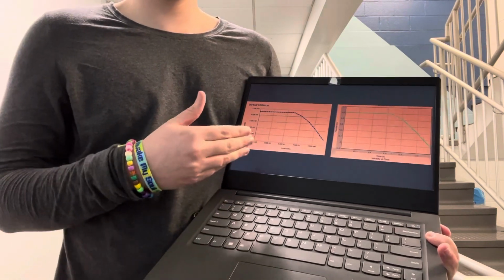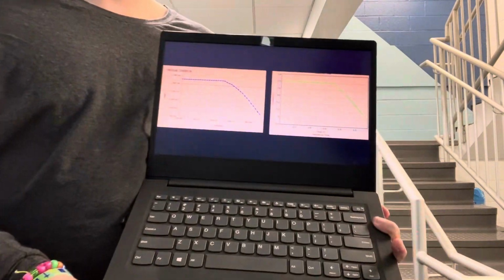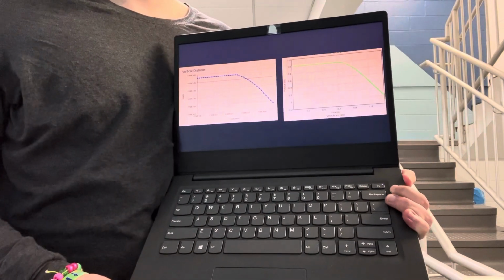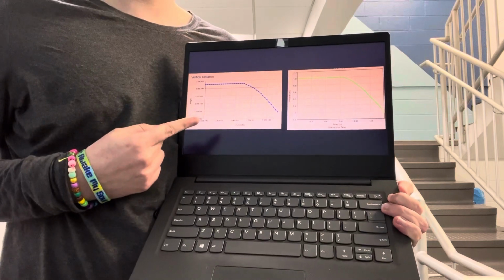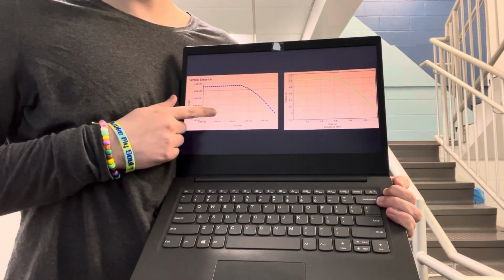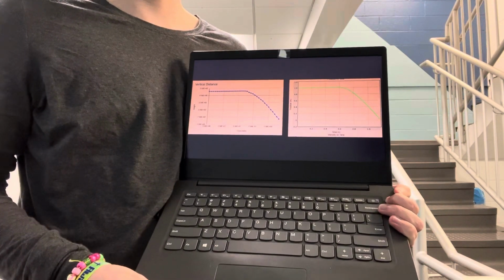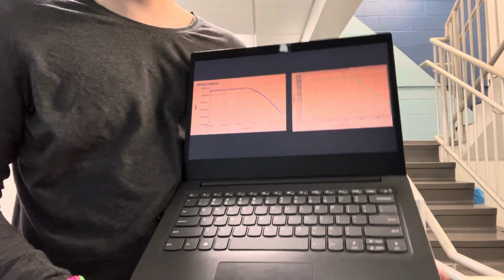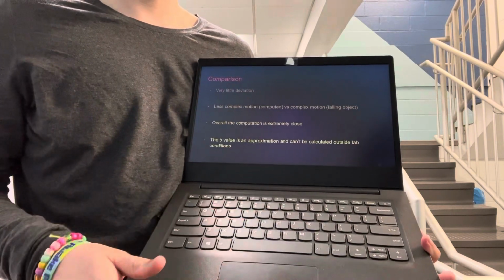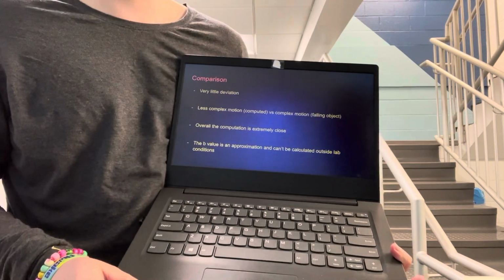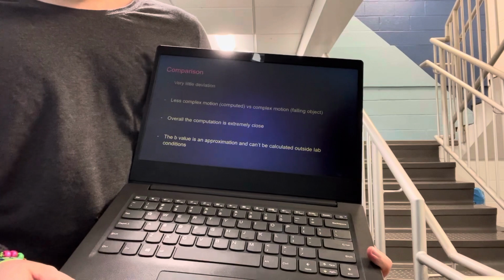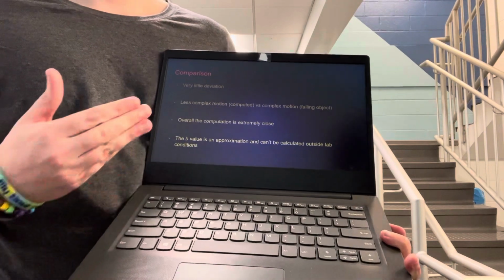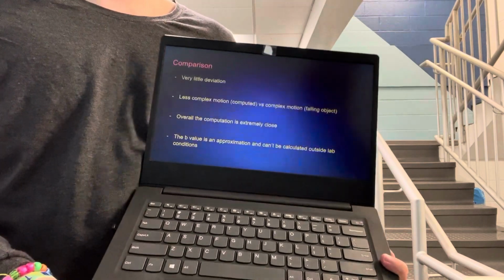Here's the difference between the two. As you can see, the two match fairly closely, but there's a lot more irregularities with the actual observed one compared to the smoothness of the computed version. So in comparison, they are very similar. There's obviously much more roughness in the real version.